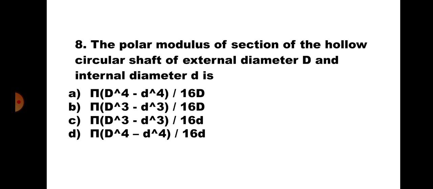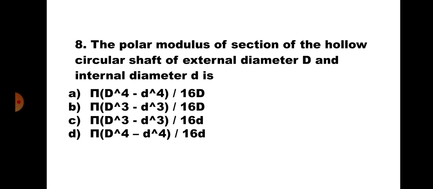Question number 8. The polar modulus of section of a hollow circular shaft of external diameter D and internal diameter d is A. Pi into bracket capital D raised to 4 minus small d raised to 4 upon 16D, B. Pi into bracket capital D cube minus small d cube upon 16D, C. Pi into bracket capital D cube minus small d cube divided by 16D, and D. Pi d raised to 4 minus small d raised to 4 upon 16D.